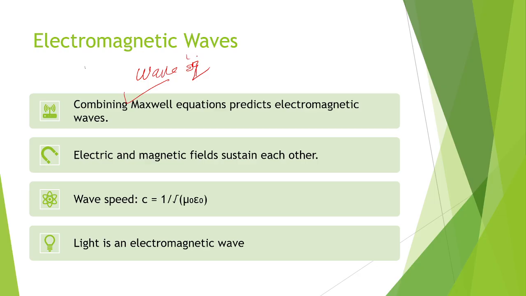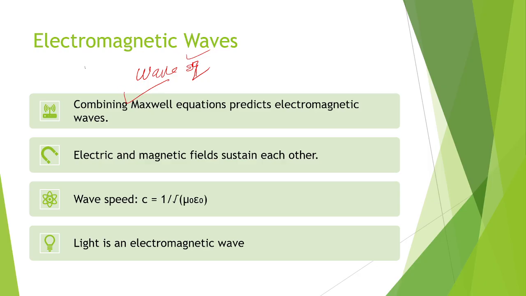Electric and magnetic fields sustain each other. What does that mean? If there is electric current, that generates a magnetic field, but the magnetic field itself creates the electric current. When the magnetic field is changing in a certain region, there should be electric current flowing in that region if we have a coil there. And when the charge is moving in the coil, that creates the magnetic field. So they both sustain each other.